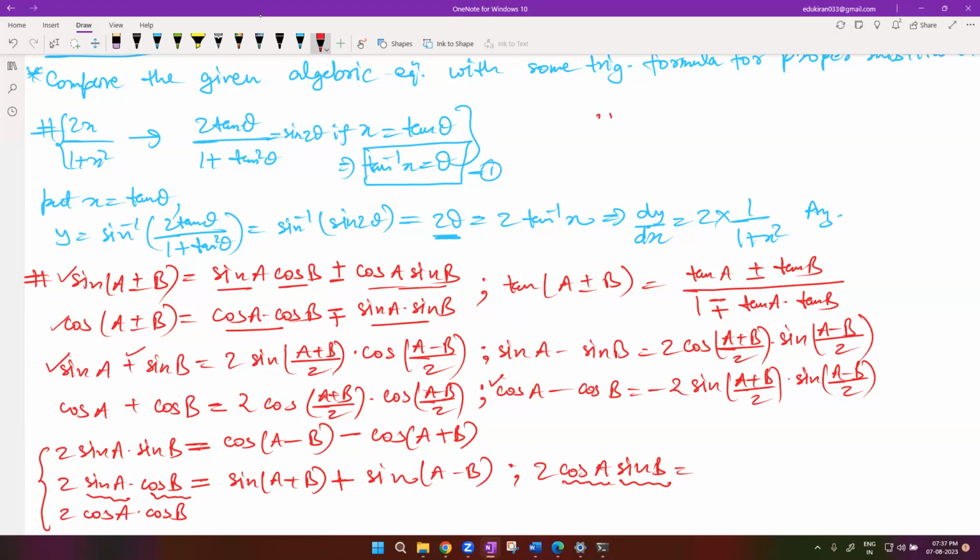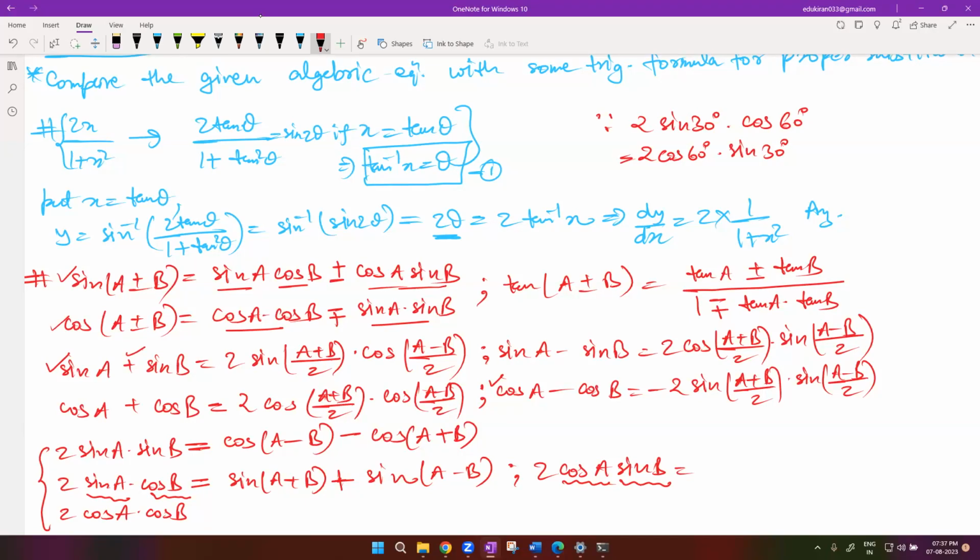For example, in practical cases, you will see questions like this: 2 sine 30 degree into cos 60 degree. Now we will have to solve this. How do we solve this? What is A, what is B here? You can also write the same expression like 2 cos 60 into sine 30. Both are the same thing. You just have to understand the concept part.